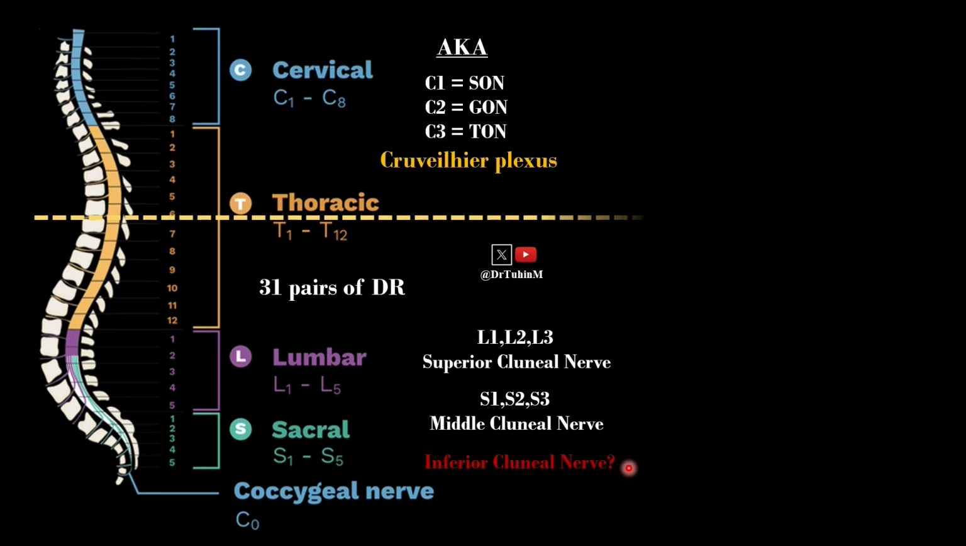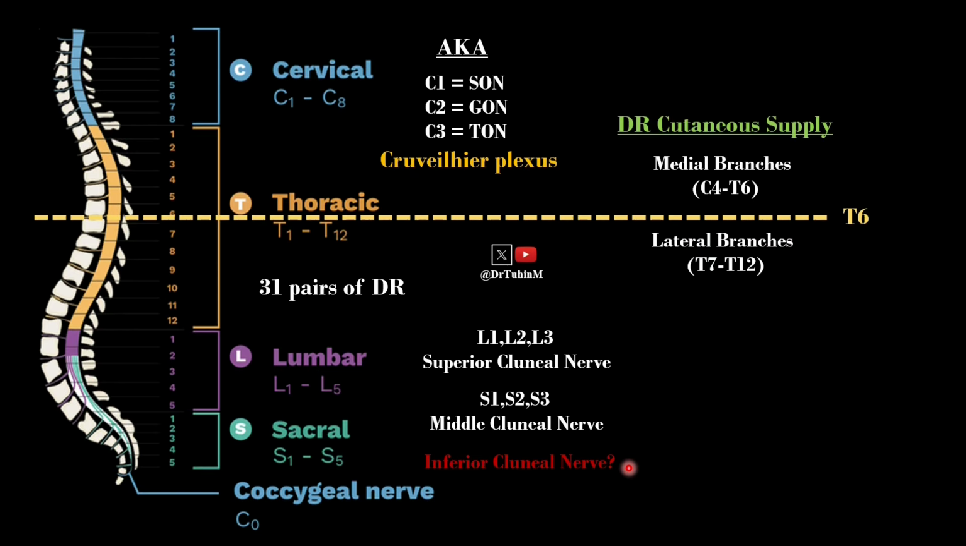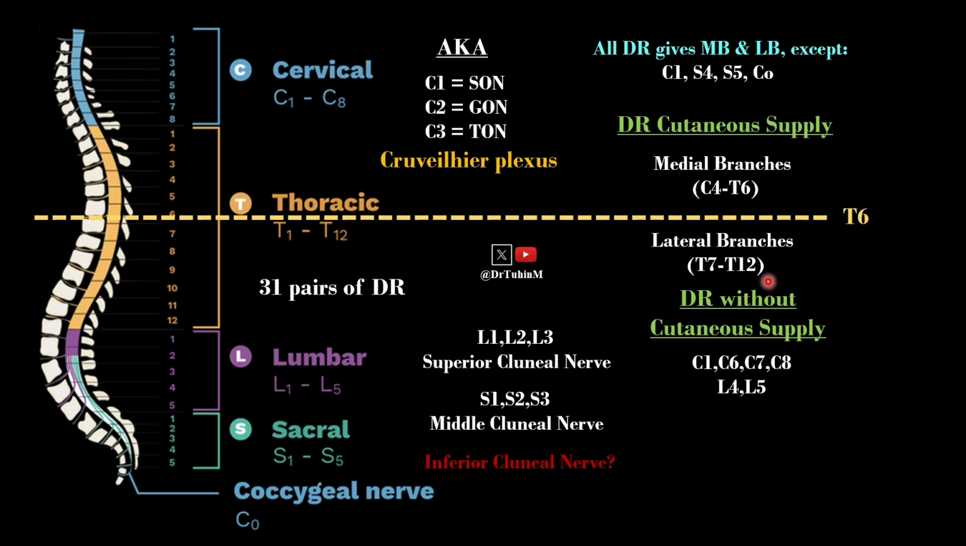If we divide this area into the level above T6 and below T6, the cutaneous supply by the dorsal rami is coming from the medial branch above T6, whereas below T6, it is coming from the lateral branches. So these are the dorsal rami without cutaneous supply, and all the dorsal rami usually give medial and lateral branches, except these two, which come out as a single branch. And the lumbar dorsal rami and some of the lower thoracic have three branches: medial, intermediate, and lateral.